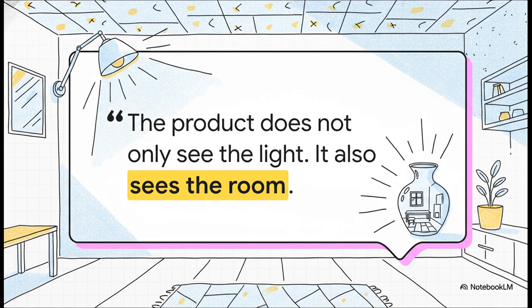Now here's a hidden element that catches almost every beginner completely off guard. The product does not only see the light, it also sees the room. Glossy and semi-glossy products basically act like a mirror with memory. The room itself is an active, living part of your lighting setup. A product photo is never just the lamp and the object. It includes the walls, the ceiling, the table, the whole shebang. Because light bounces, your environment is literally in the photo.